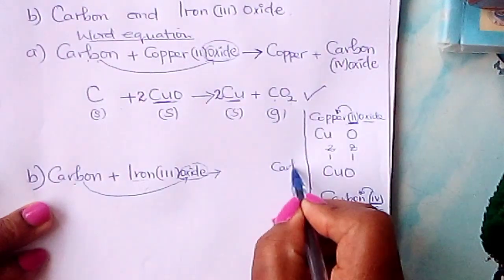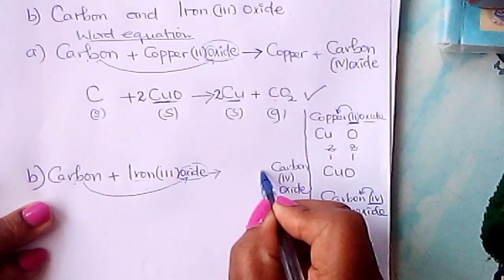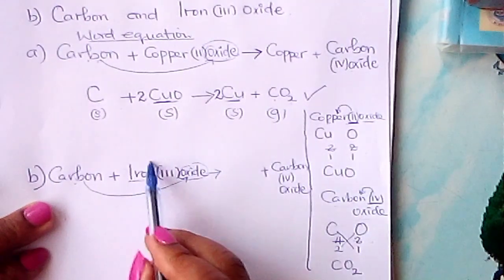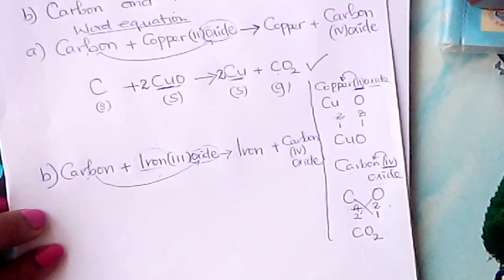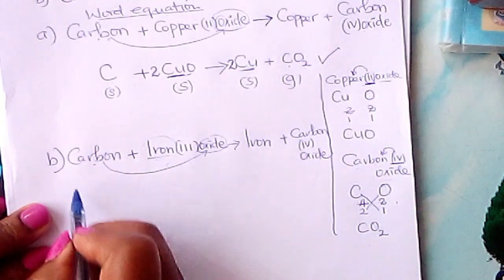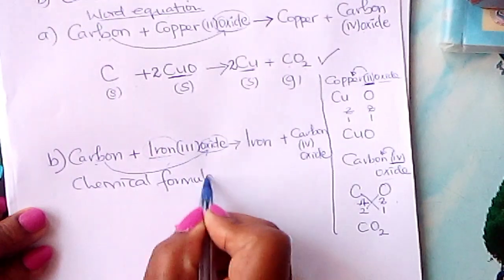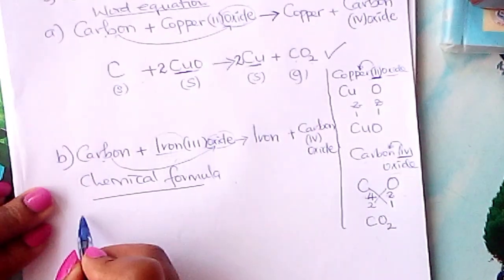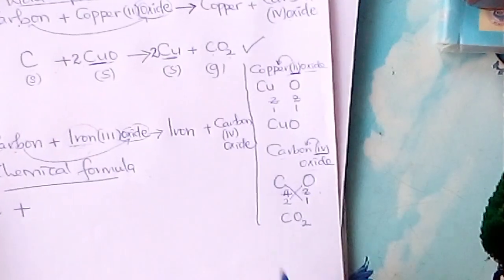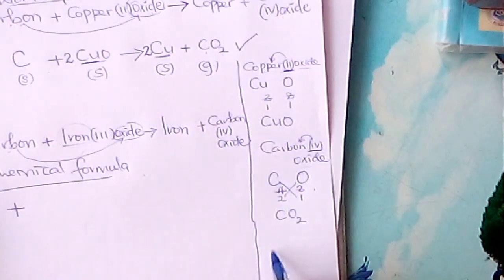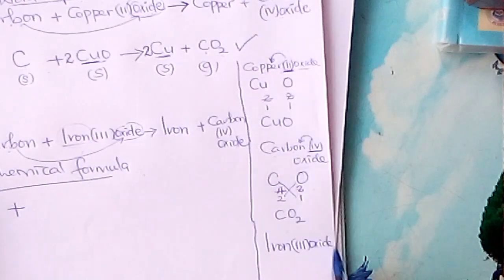Let me write it here. It forms carbon 4 oxide gas. Then plus what? What you are left with after oxygen is removed is iron metal. Look at that, Lana. So, how do you write the chemical formula? Chemical formula, Lana. Carbon is C. Iron 3 oxide. How do we write it? Let me come here and we practice.